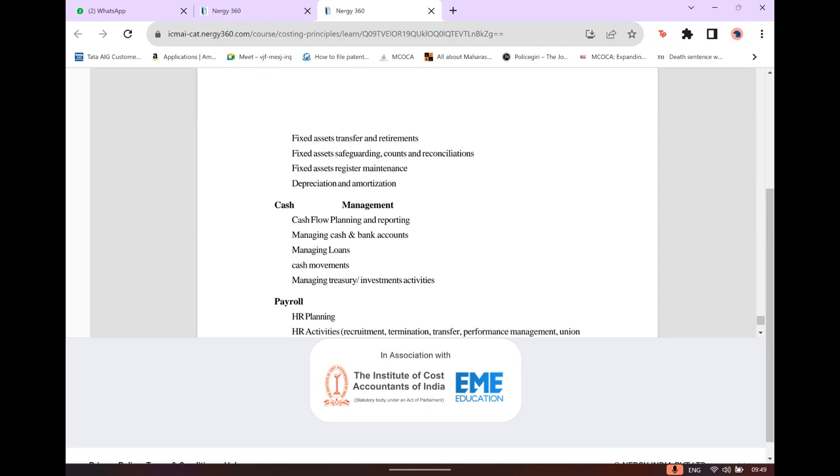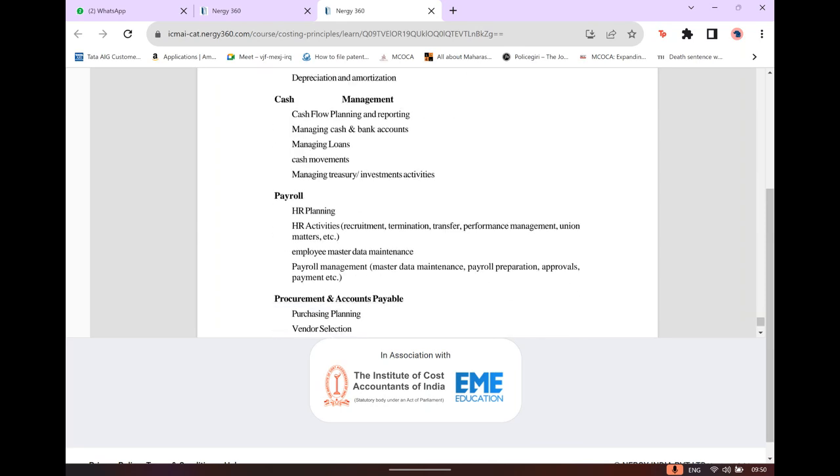Managing your loans. So if you have finance from outside in the form of CCODs, working capital loans, term loans, all those managing of loans you do, cash movements you do, see how that movement of cash is, where it is going, how much is received, all those things, and managing the treasury or investment activities.